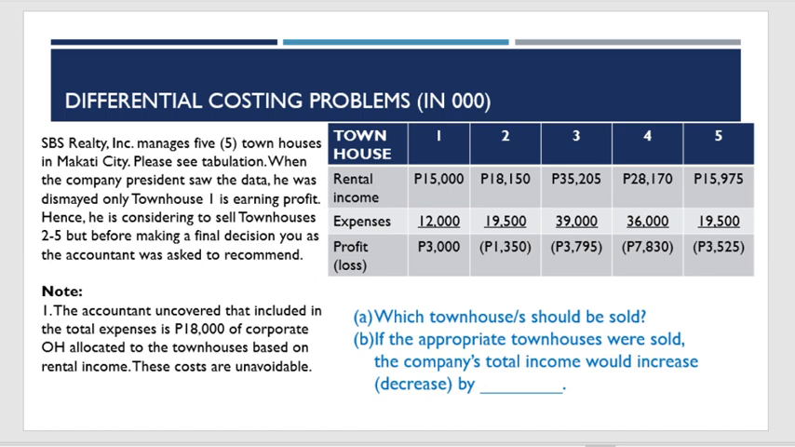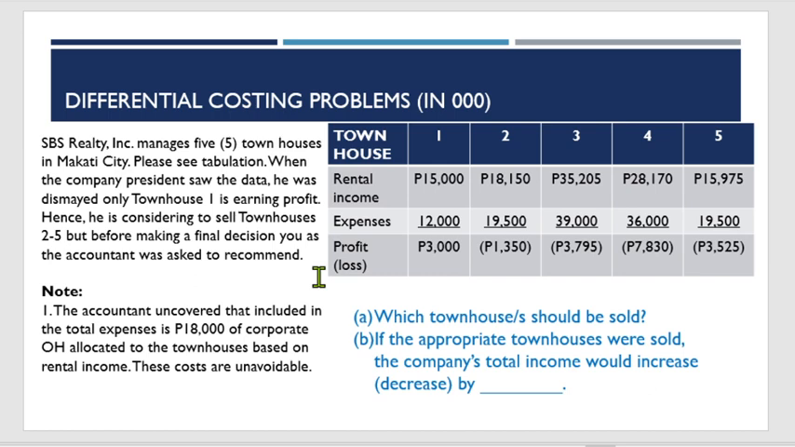Hence, he is considering to sell townhouse 2 to 5. Based on the apparent loss, because I saw it on the face of the income statement, townhouses 2 to 5 should be sold. But before making a final decision, you as the accountant were asked to recommend. Because I have curiosity as to how the losses came from, I asked the accountant.